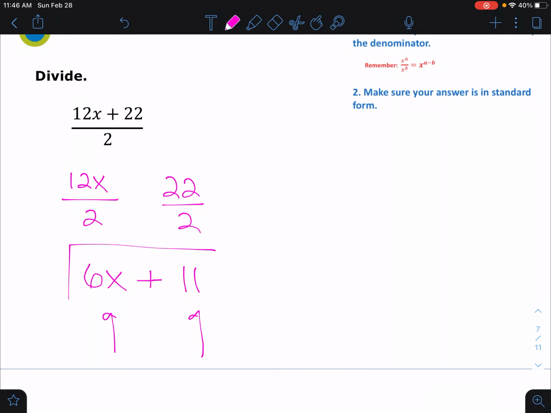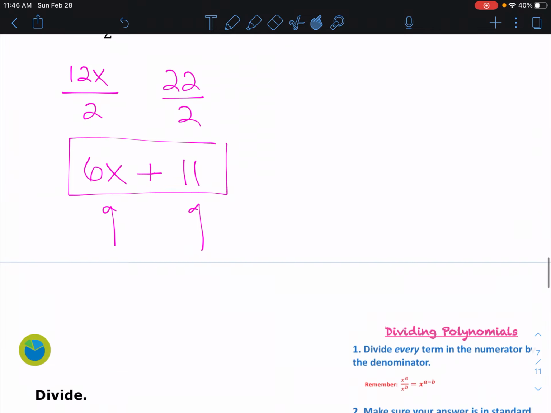This is my answer to 12x plus 22 divided by 2. Okay, so I want to make sure my answer is in standard form. Now, I kind of did this already, but this has a degree of 1. This has a degree of 0. So yeah, it's in standard form. Okay, so that's how I know we're good.